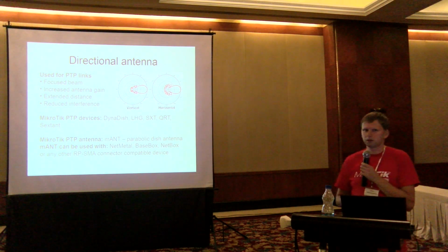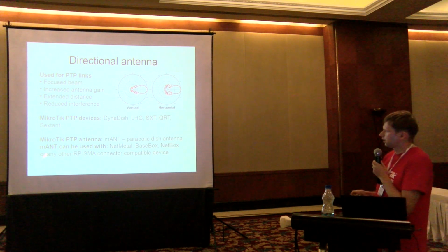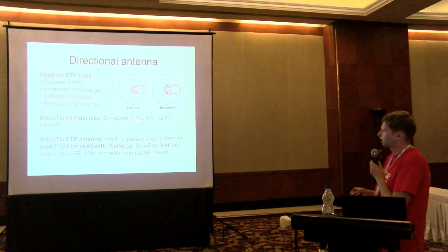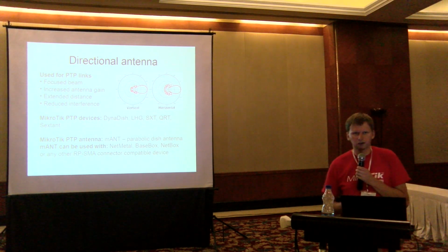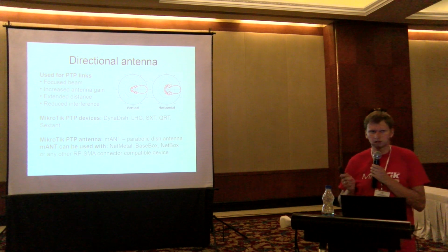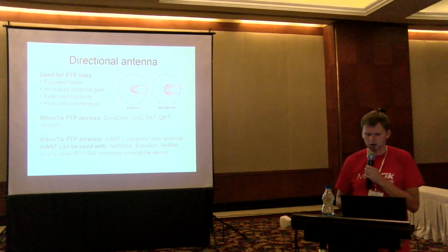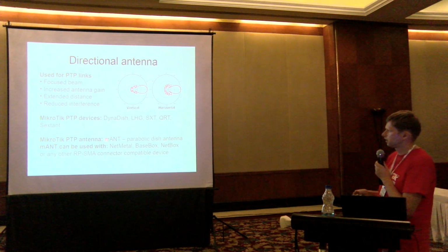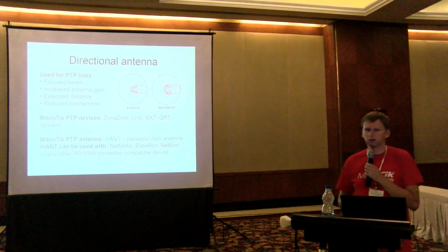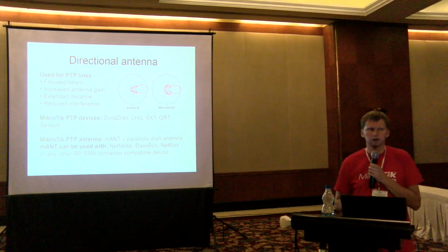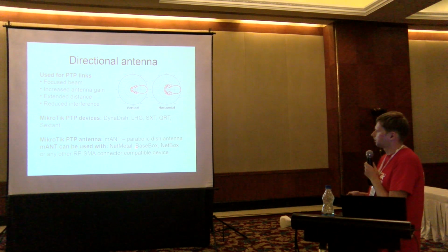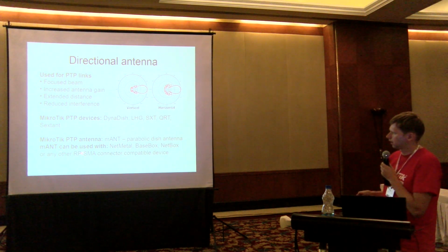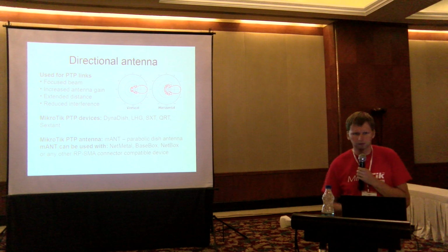If you want to make point-to-point links with our products, here are some suggestions: Dynadish, LHG, SXT, QRT, and Sextant. If you are planning to make such links, ask your distributor for these devices. Also, we offer antennas, for example, the Manta antenna, which is a 30 dB parabolic dish, if you want to make very long distance links. It's compatible with our NetMetal, Basebox, Netbox, or any other RP-SMA connector compatible board.